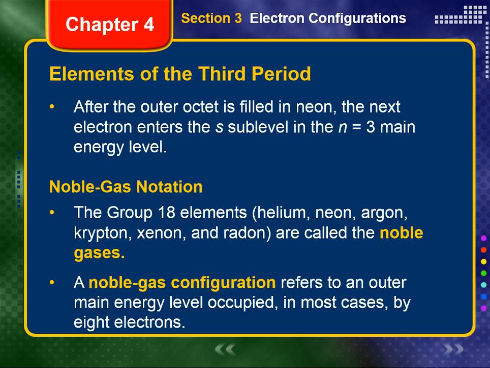The group 18 elements, helium, neon, argon, krypton, xenon, and radon, are called the noble gases. To simplify sodium's notation, the symbol for neon, enclosed in square brackets, is used to represent the complete neon configuration. Neon is equal to 1s2, 2s2, 2p6. This allows us to write sodium's electron configuration as [Ne] 3s1, which is called sodium's noble gas notation.